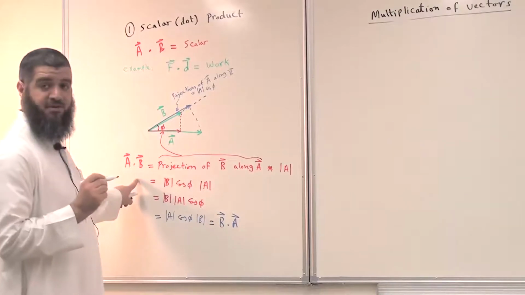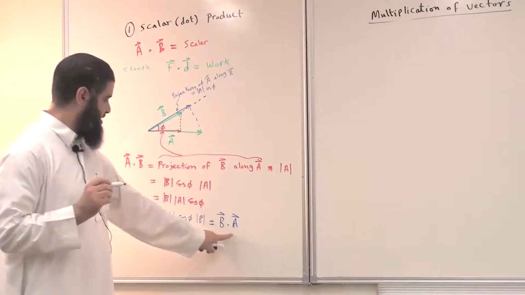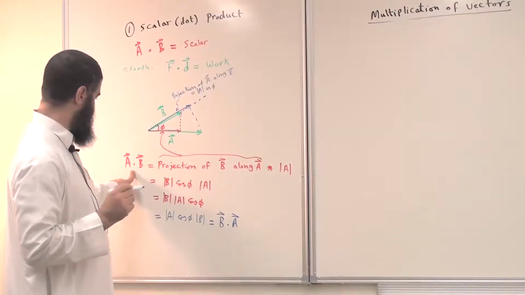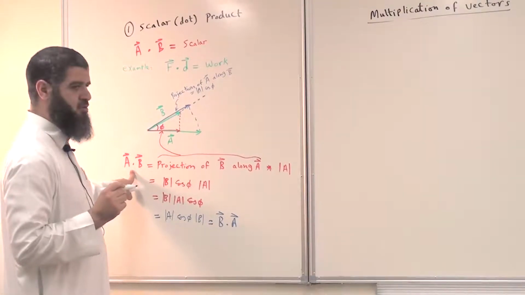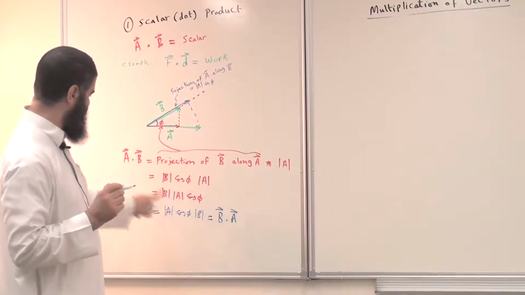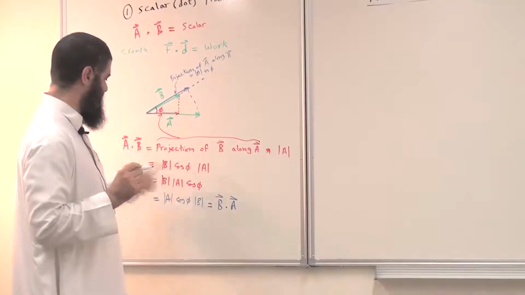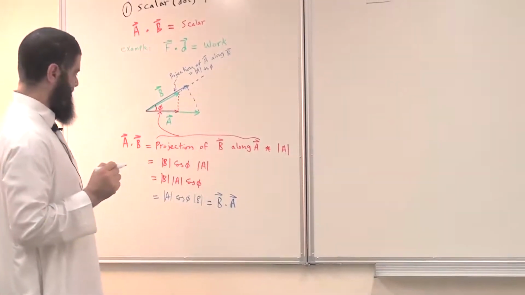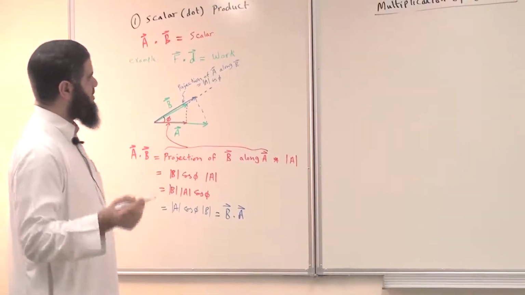So this means that the dot product respects the commutation rule. A dot B is the same as B dot A.